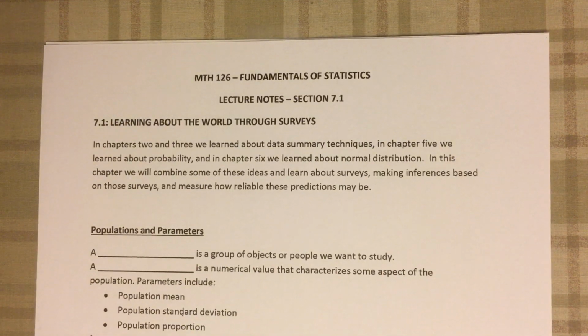Right. So in chapters 2 and 3, we talked about data summary techniques. So that's where we talked about a bunch of our different types of graphs and visualizing different distributions. In chapter 5, we talked about probability, and in chapter 6, we talked about our normal distribution. What we're going to do in this chapter is we're going to actually combine a lot of these different ideas.